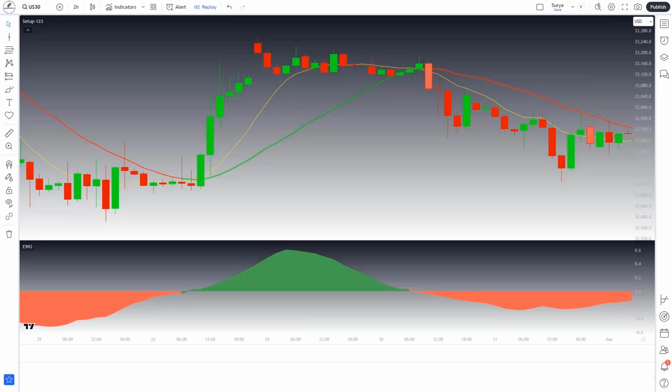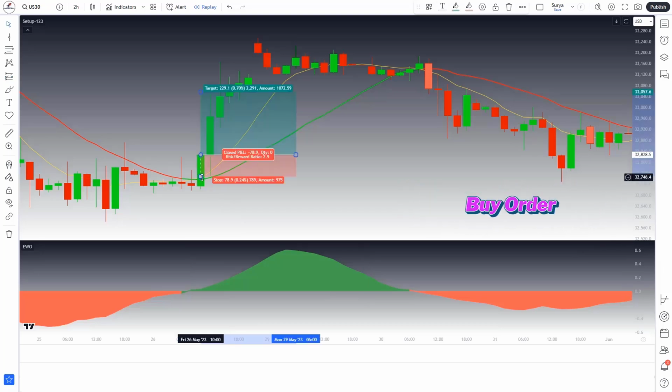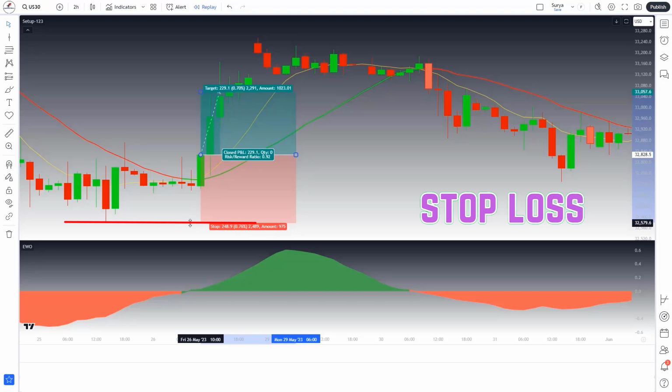First of all, both the lines of the Setup 123 Scalper Indicator cross each other, and the plot line becomes green, and the market forms a bullish candle. And if we look at the Elliott Wave Oscillator indicator, it has created a green area. So we will take a buy trade, and we will keep the stop loss at the previous low of the market.